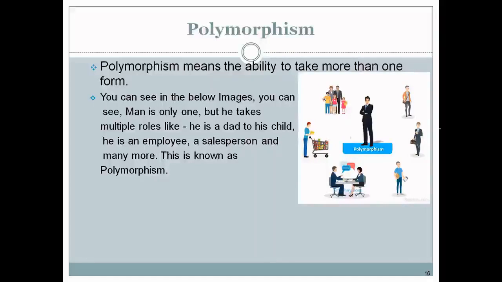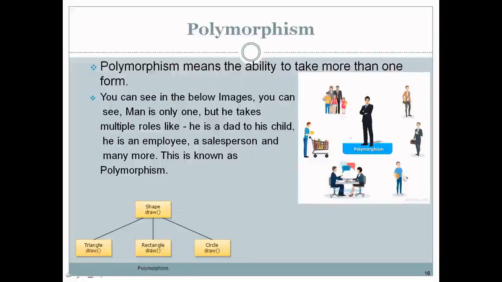In this image, there is only one man, but he takes different roles. He is a dad to his child, he is an employee, a salesperson, and many more. So a single man taking different roles is called polymorphism, taking different forms. Look at one more example, more related to programming.